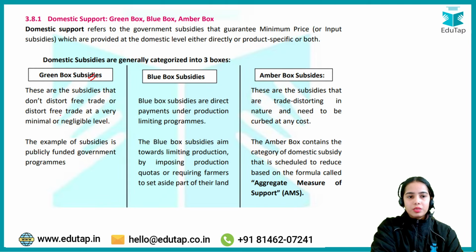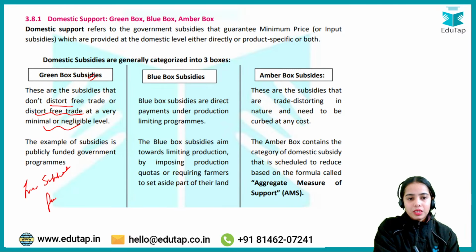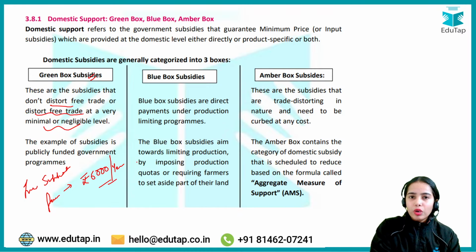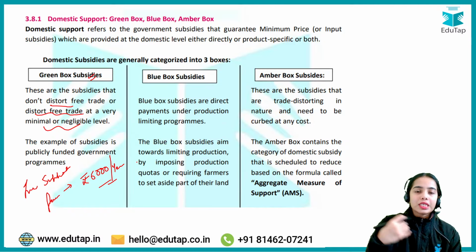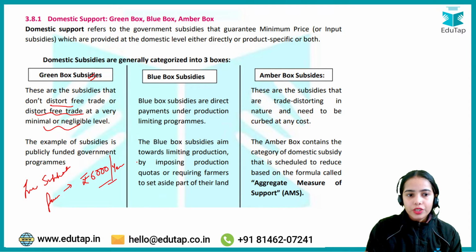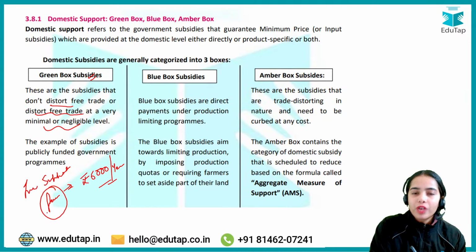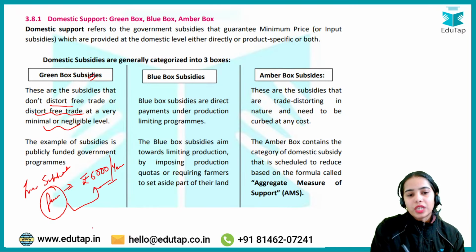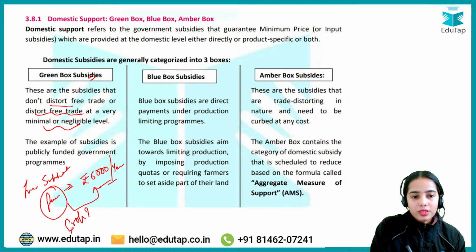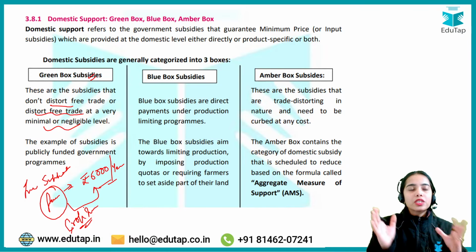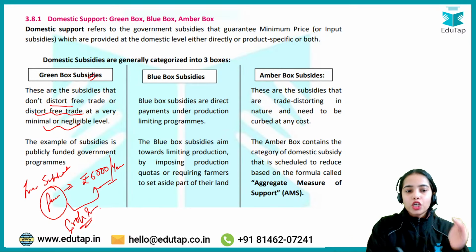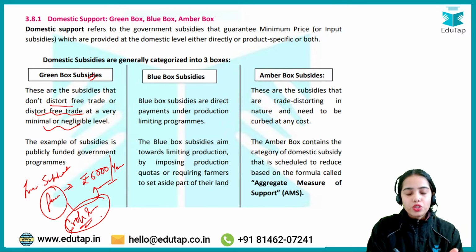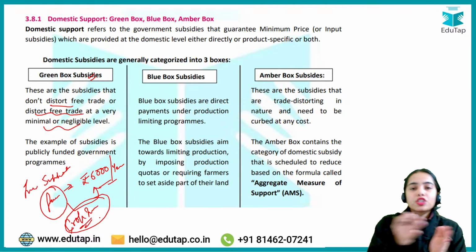Like the income support that is given to the farmers. If the farmers are given rupees 6,000 per year, is it trade distorting? Is it distorting the quantity of production? Is it distorting the prices in the market? No, it is the income support that is given to the farmers. The crop insurance, is it distorting the trade? No, it is not distorting the price or the quantity that is going to the market, right? So crop insurance, like the Fasal Bima Yojana, it is just protecting the farmers.